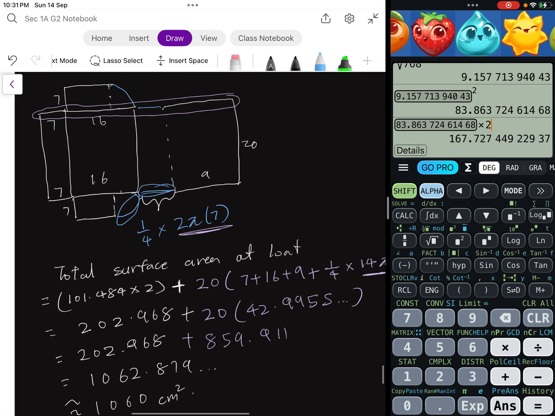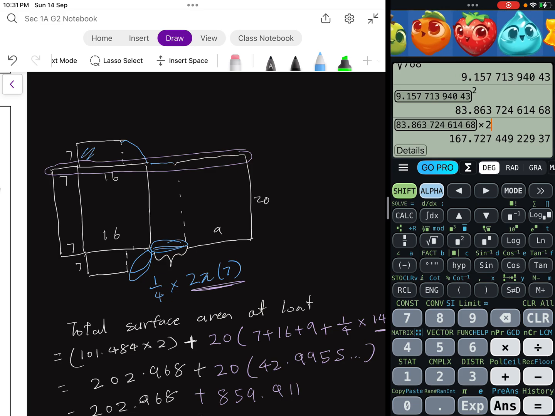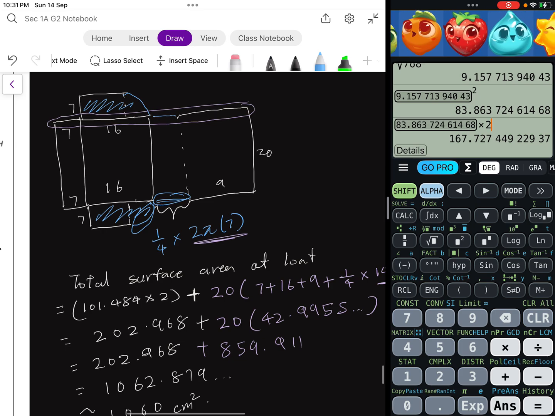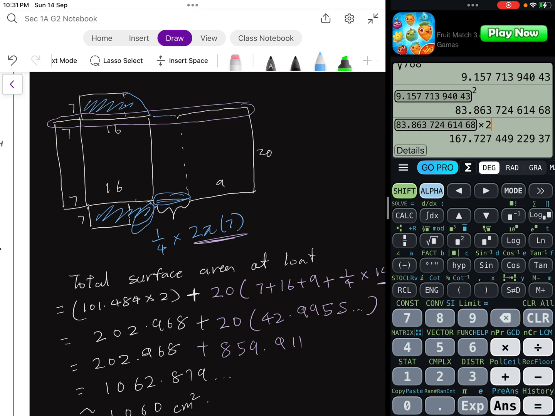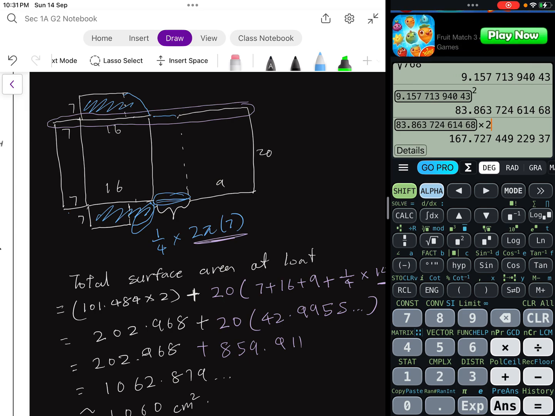So to find this, we already have the area of these two sides here. We found them in the previous questions, right? 101.44. So I just need to times 2 because they are both sides. Now I need to find this whole length here. Okay, so I know from the back there is a 7, the base is 16.